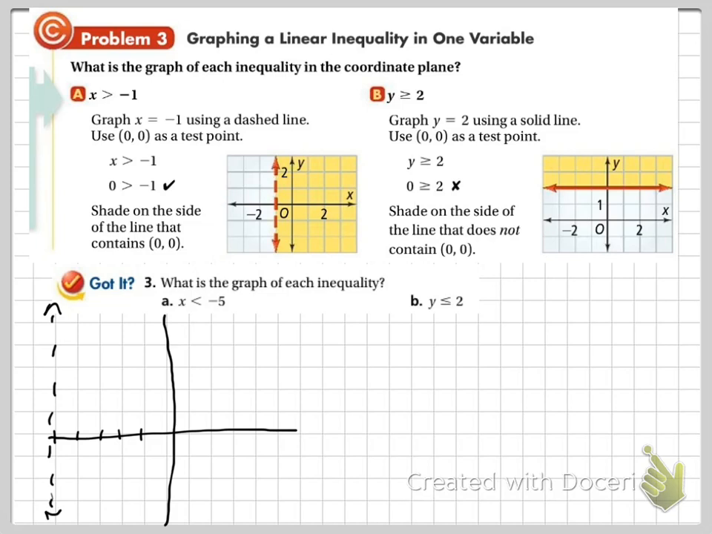And then I need to shade. Let's just plug in 0. If I plug in 0, 0 is smaller than -5. That is true. So I need to shade the side that has 0. So I'm going to shade in this direction.